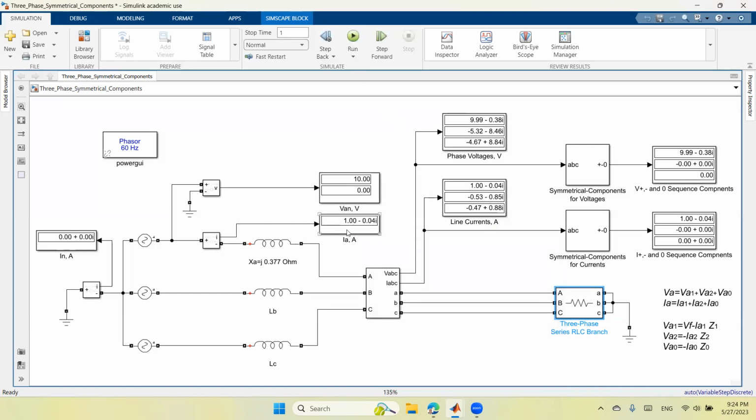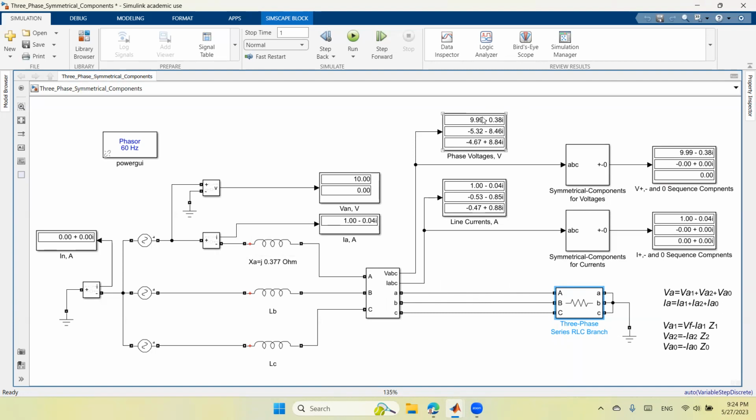What I see is that we have a current up here, and this current is 1 minus j 0.04. So we see that the real component is dominant here. Why is that? Because the circuit is resistive. Here we have 1 ohm, while here we have only 0.377 ohm. So it's a more resistive circuit. Of course, it's inductive resistive, but it's more resistive because the resistance here is greater than the inductance in this circuit.